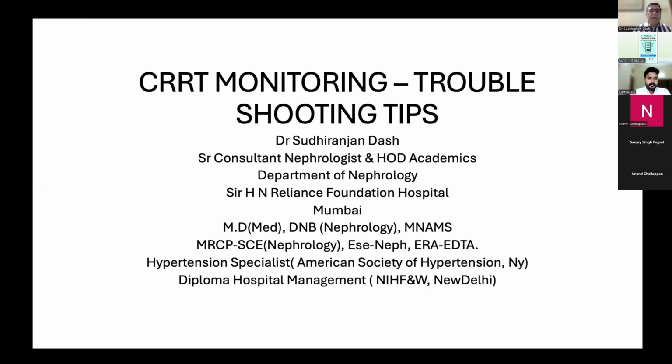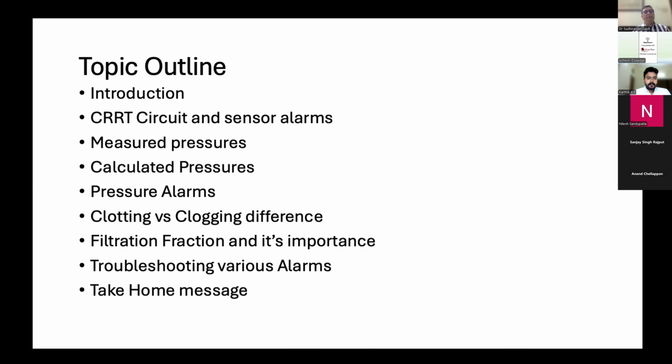Okay, so starting with this is my topic outline. I'll go through the introduction part of CRRT, basically the machine itself. Then I'll go through the circuit and the sensor alarms, in brief, a very small summary. What I'll be emphasizing more is measured pressures and calculated pressures, which you need to know before setting up the parameters. Then, what are the pressure alarms which you will be encountering during your CRRT?